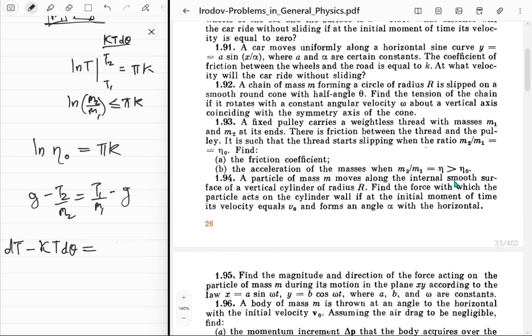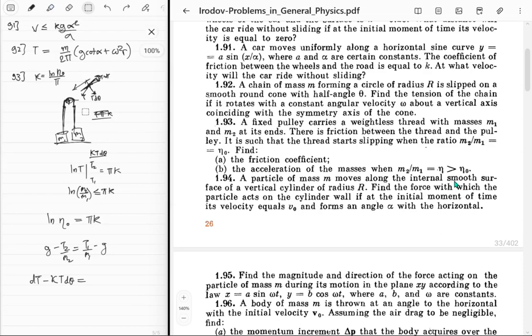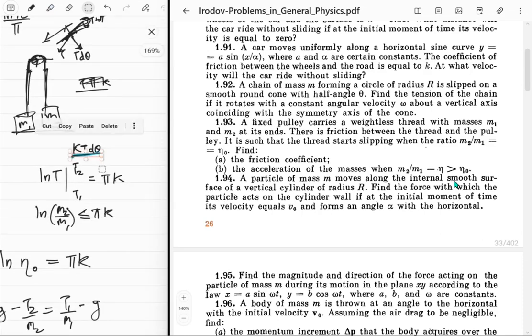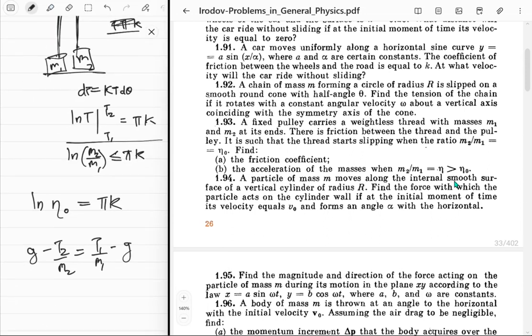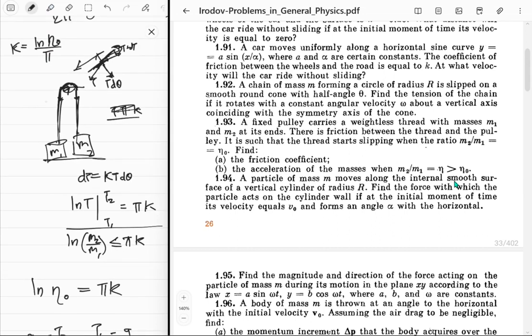So what's dm? It's just gonna be m upon. Oh no. That doesn't make any sense. Of course, okay, now I understand what went wrong. This is massless. The string is massless, so acceleration does not play a role for this string, so it's still the same thing. Cool. So you can still use this equation, right? It's just that we don't know what T2 and T1 are.